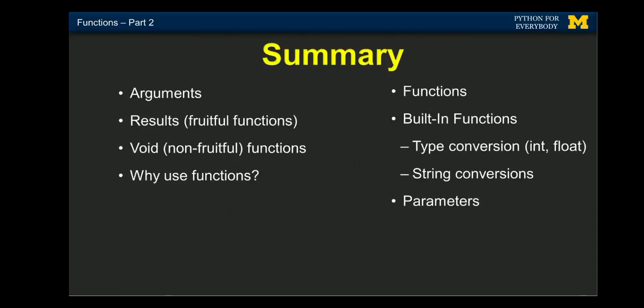So in the summary, we discussed that arguments are the actual values. Results come from fruitful functions that give us the output and return the value. Void functions are the non-fruitful functions which do not return any value. Why use functions? We use functions for avoiding repetition of code and saving time, and also most importantly the memory. There are some built-in functions: int, float, print, input are the built-in functions.